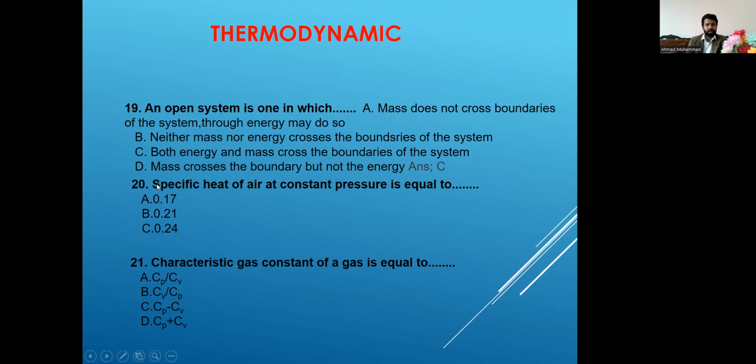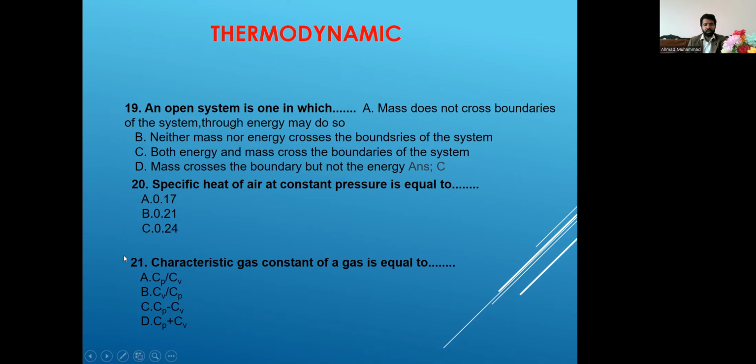For question number 20, specific heat of air at constant pressure is equal to 0.7, 0.21, 0.24. I think the fourth option is missing, which is the correct option, because these options are not correct in my calculation. So option D is the correct option, which is missing here.